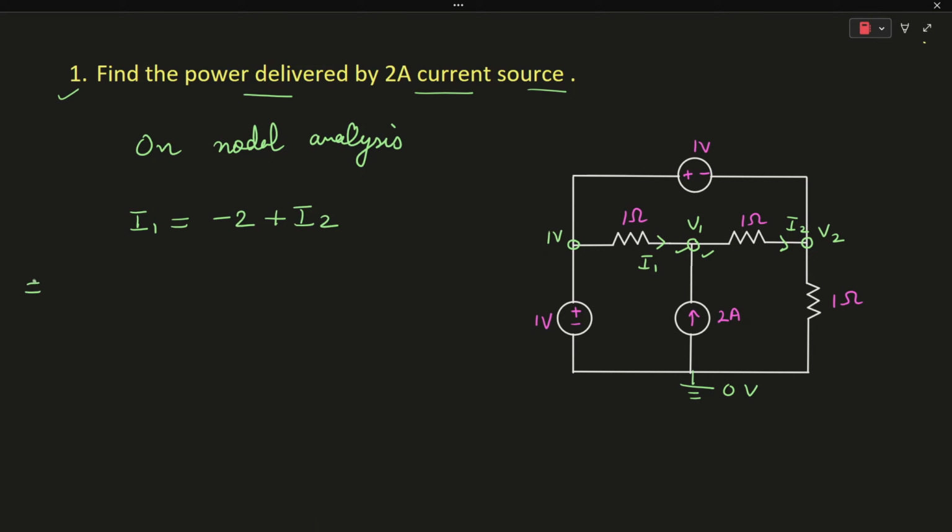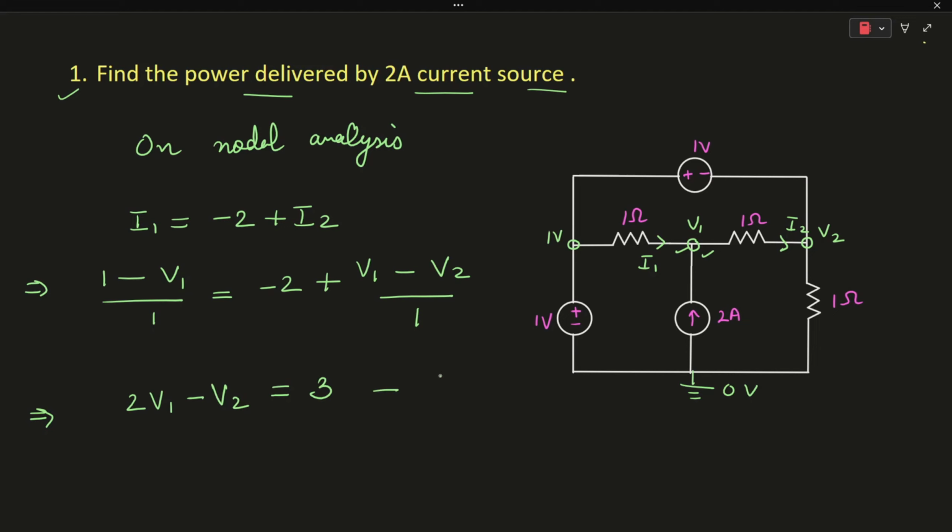It means that (1 minus V1) upon 1 is equal to -2 plus (V1 minus V2) upon 1. On further simplifying it, we get 2 times V1 minus V2 is equal to 3. Let's say this is your first equation. From the figure also, we can see that 1 minus V2 is equal to 1 volt. It means that V2 is equal to 0 volts.